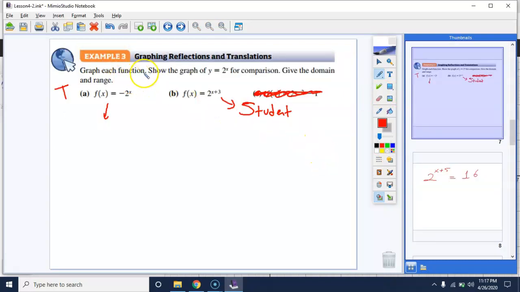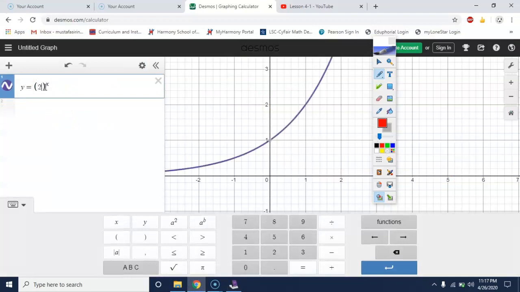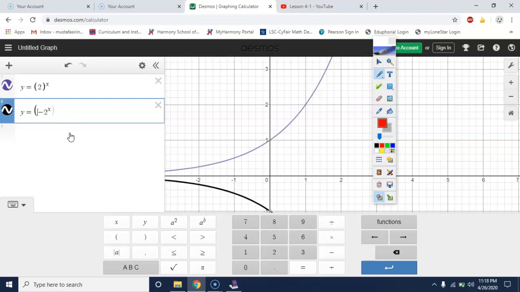And here, graph each function. Show the graph for comparison. Keep the domain and range. So let's say 2 to the x power. I'm going to do A and you're going to do B, everyone. 2 to the x power, that's my initial function, right? And then I'm told negative 2 to the x power. Oops, no parentheses over here. Here we are. We got the function. We got two graphs, right?